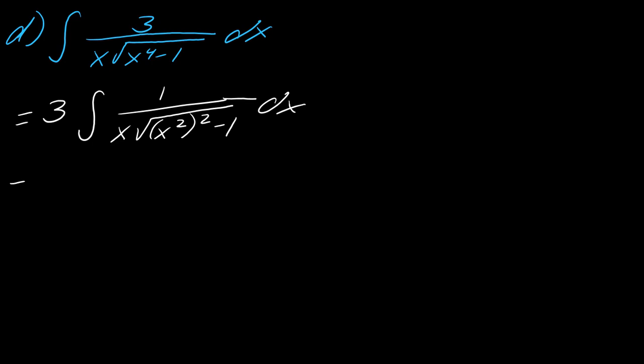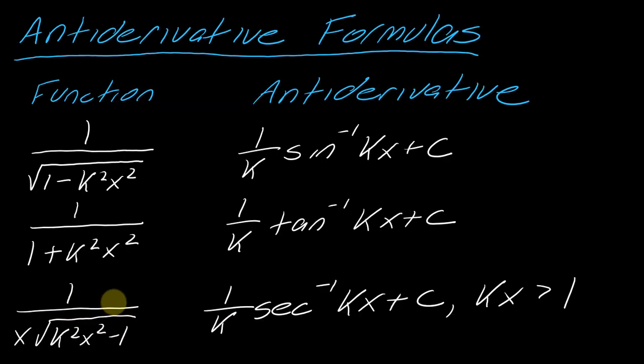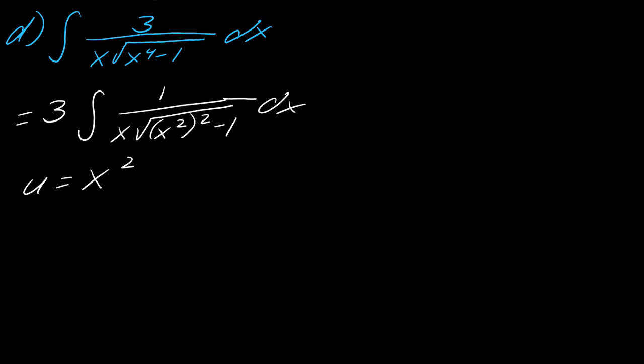Okay, so from here, my u could actually be x squared, because then this would allow me to have u squared minus 1 under here, right? Which is closer to the format of this antiderivative. So this is kind of my target. Now the problem is, when I do my du, I get 2x dx. Why is this a problem? It's a problem because this x is in the numerator versus this x is in the denominator. So this x is not in the right spot.